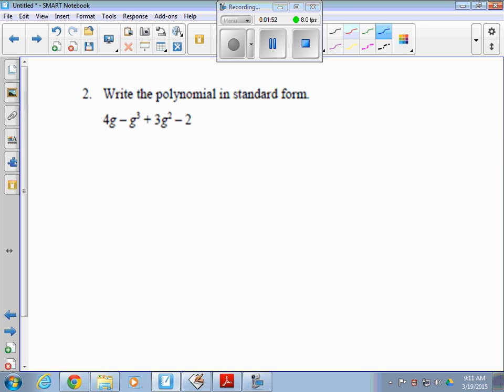Number 2 says write the polynomial in standard form. Remember, in order to be standard form, the largest exponent is first, then it counts down. Your largest exponent is the third power, so negative g to the third plus 3g squared. The next biggest exponent is g to the first power, it's positive 4g, followed by the thing that has no variable, the constant, negative 2. Now it's in standard form, 3, 2, 1, no variable.